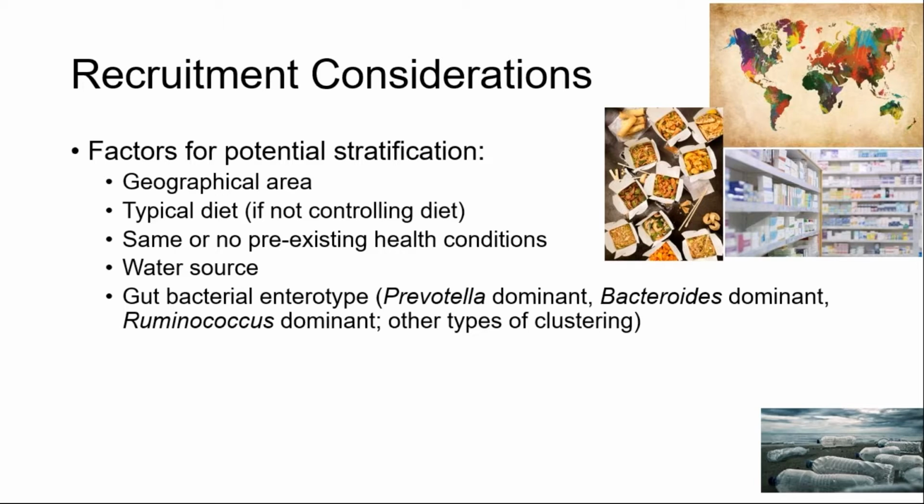Some other factors you might want to consider for potential stratification include the geographical area of your participants. Now that might be which country are they living in, or it might be do they live on a farm versus living in a city. You should consider their typical diet. If you're not controlling for diet, you should be collecting some dietary information. You should consider if these participants have pre-existing health conditions and try to either enroll all people with the same health conditions or enroll individuals with no health conditions.